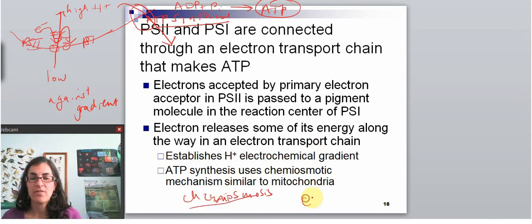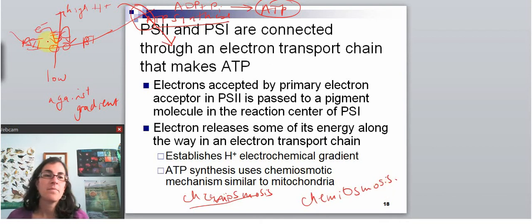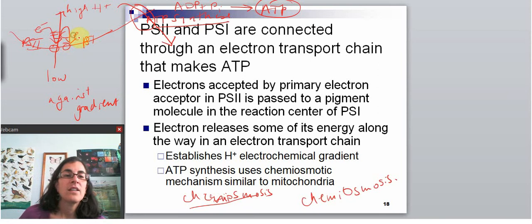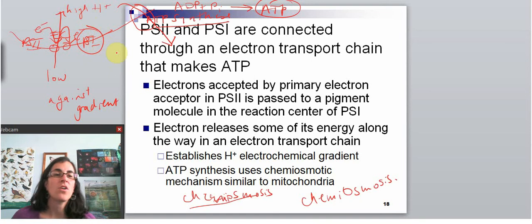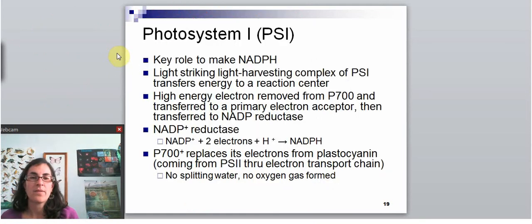Sorry, let me rewrite that for you. Chemiosmosis. Okay. So we're going to leave that electron sitting right here at the bottom of the electron transport chain. And now we're going to talk about PS1, which is also sitting in the thylakoid membrane.